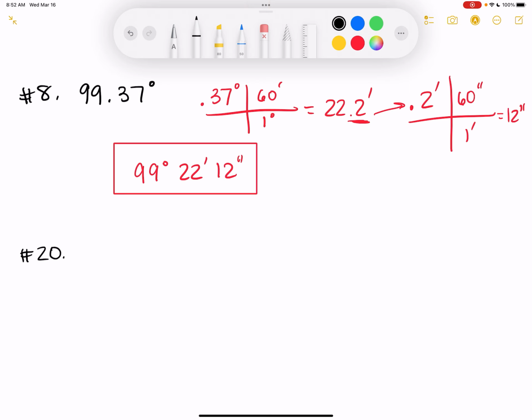All right, number 20. Obviously, just convert to whichever one it's not given to you in. So this one is 3 pi over 5.